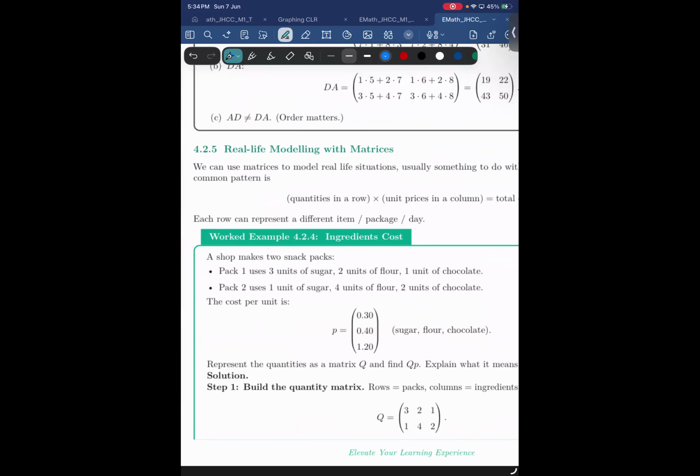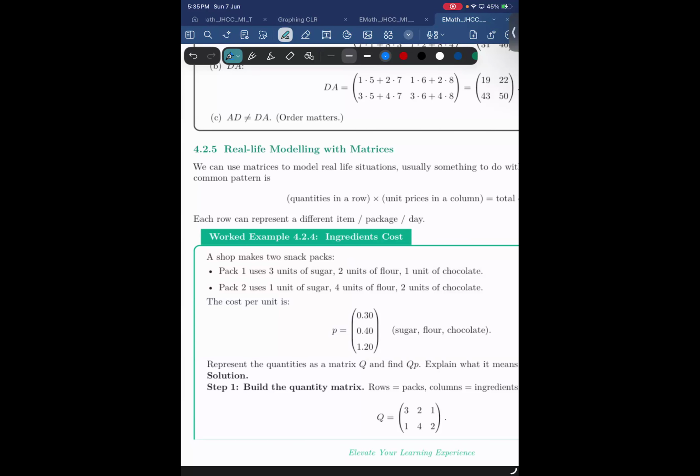So example here, a shop makes 2 snack bags. Bag 1 uses 3 units of sugar, 2 units of flour, and 1 unit of chocolate. And bag 2 uses 1 unit of sugar, 4 units of flour, and 2 units of chocolate. And the cost per unit is as follows. 30 cents for sugar, 40 cents for flour, and 120 for chocolate. Represent the quantities as a matrix Q and find QP and explain what it means.